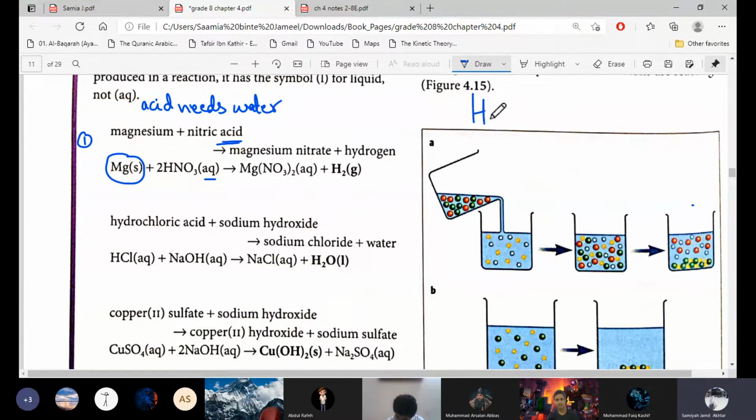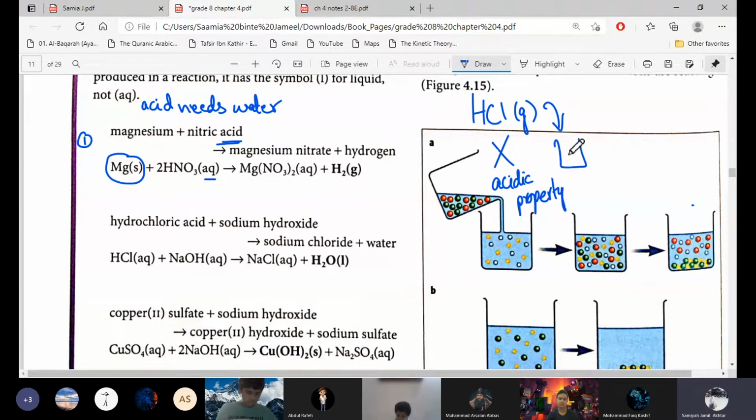If we have hydrochloric acid, or hydrogen chloride, in the gaseous form, then it will not show its acidic properties. It will not show its acidic nature unless it is dissolved in water. So when we dissolve this hydrogen chloride gas in water, it will become hydrochloric acid in aqueous form, then it will show its properties. So all the acids need water to show their properties. Whenever there is an acid, you will write aqueous with it, with all the acids.